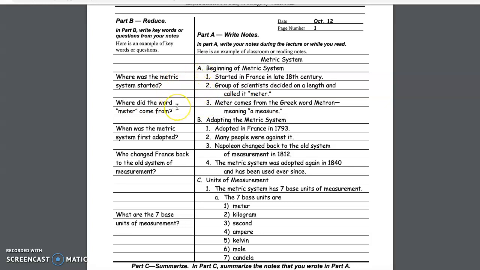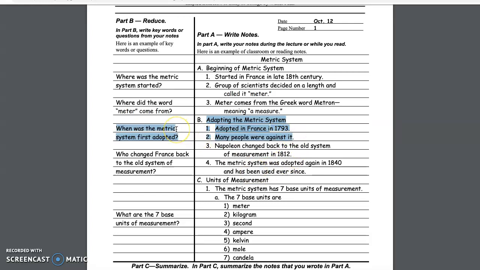Or 1 and 2. Where did the word meter come from? That's answered by this third point. So question, answer. When was the metric system adopted? These two things answer that question.